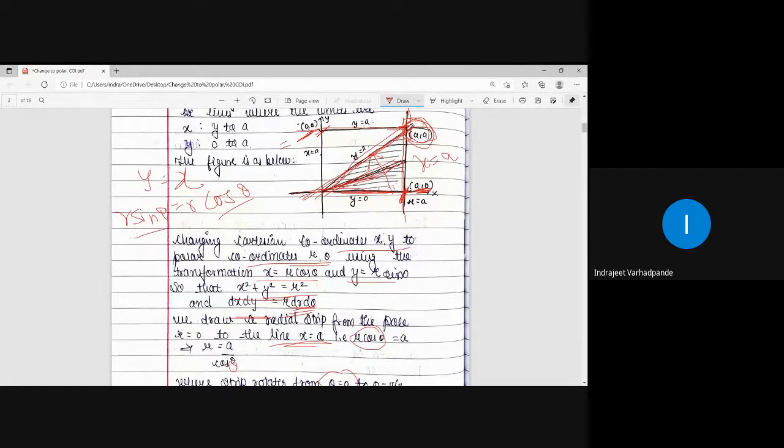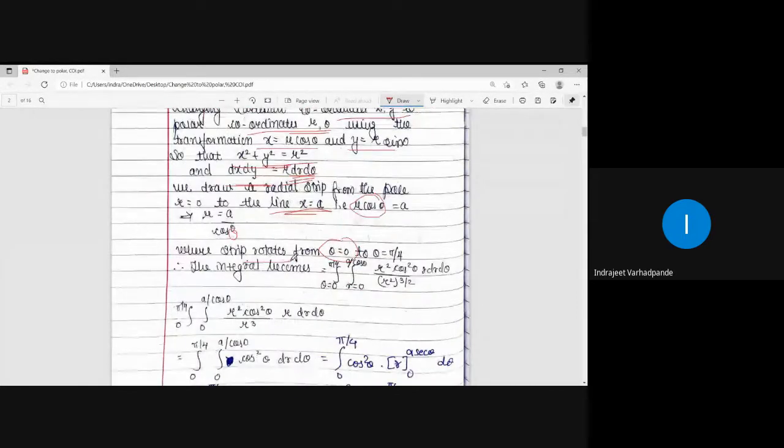Y is equal to x means r cos theta is equal to r sin theta, cos theta is equal to sin theta. At what value of theta are the angles the same? It is pi by 4. So the strip rotates from theta is equal to 0 to theta is equal to pi by 4.